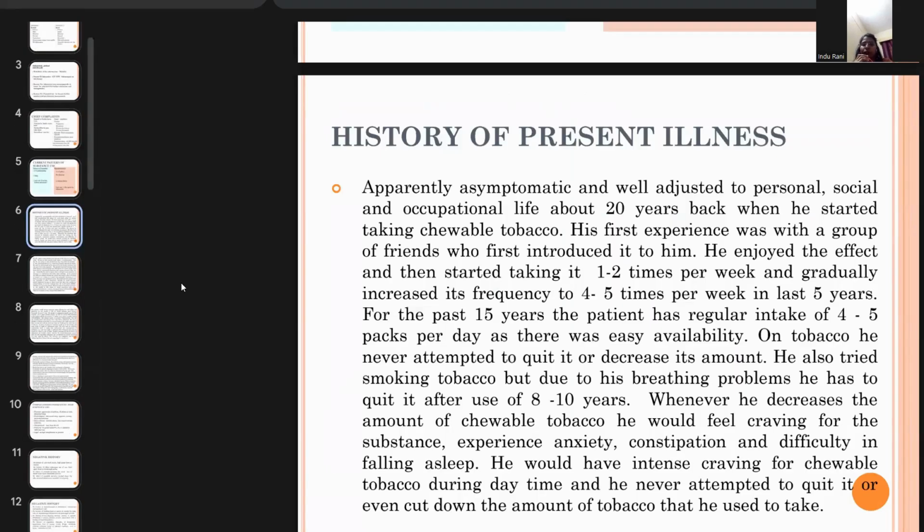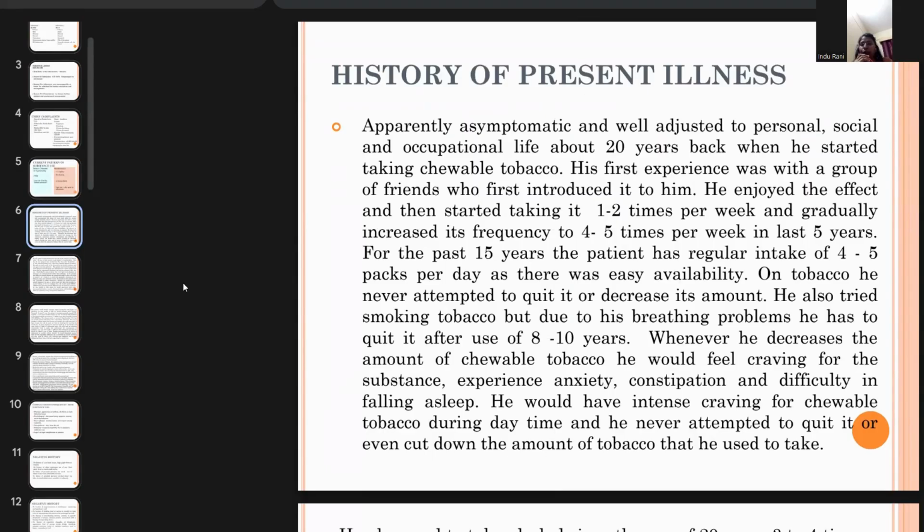Now the history of present illness. He was apparently asymptomatic and well adjusted to personal, social and occupational life. About 20 years back, he started taking chewable tobacco; his first experience was with a group of friends who first introduced it to him. He enjoyed the effect and then started taking it 1 to 2 times per week and gradually increased its frequency to 4 to 5 times per week in the last 5 years. For the past 15 years, the patient had regular intake of 4 to 5 packets per day as there was easy availability. On tobacco, he never attempted to quit it or decrease its amount.